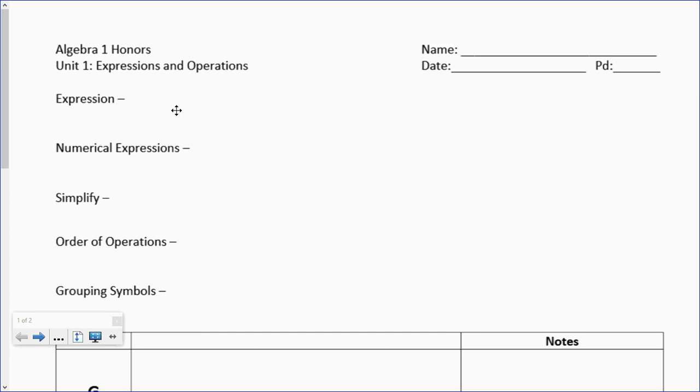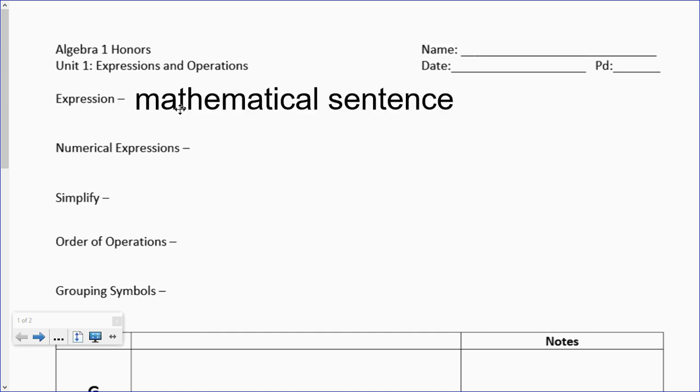An expression is a mathematical sentence. Pretty easy. It's just math. The only thing that's special about an expression is it does not have an equation in it. It doesn't have an equal sign in it. As soon as it has an equal sign, it's now an equation, which is something different. So an expression is basically a bunch of numbers and operations with no equal sign.